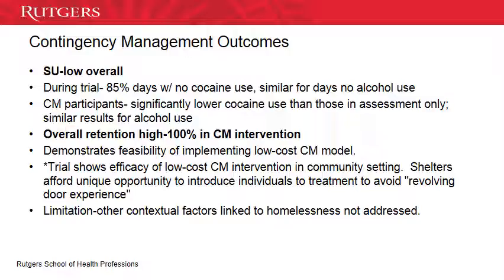Overall, substance abuse was low in both groups. Contingency management was 96% versus 75% for the assessment-only group. And there were similar results for both cocaine and alcohol. This trial demonstrates that a low-cost contingency management program is feasible and effective, and that a shelter is a prime location to implement it with this population.